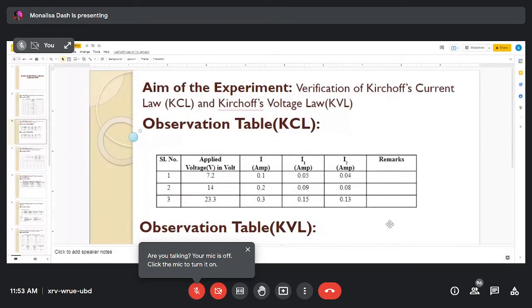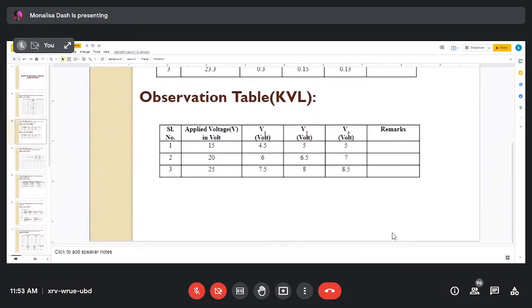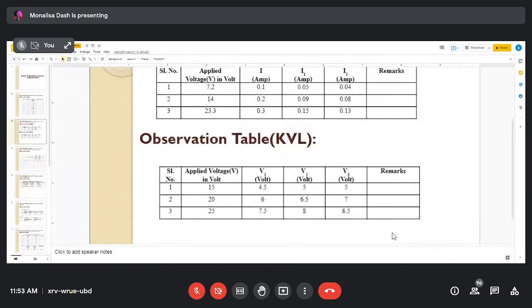Take the KCL screenshot, then the KVL. Is this offline mode or online mode? This is offline. The video that you were shown is offline, so obviously the reading is for offline. Only one reading we have to take, for KCL and for KVL: one observation table for each. This offline observation is just for reference.